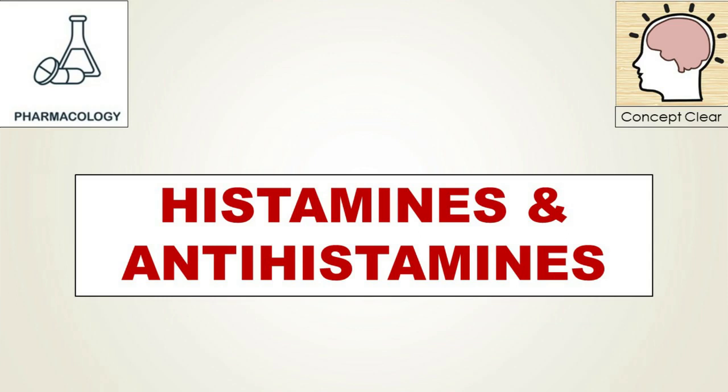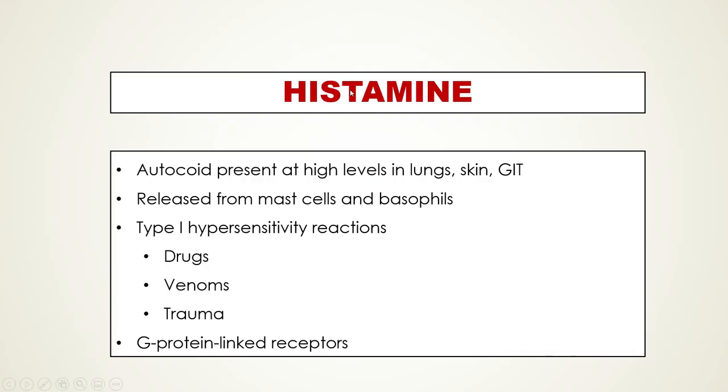Histamine and the various antihistamine drugs. Let's start by looking at the properties of histamine. Histamine is an autacoid and it's found in high levels in your lungs and in your skin and also in other places in your body like the gastrointestinal tract.